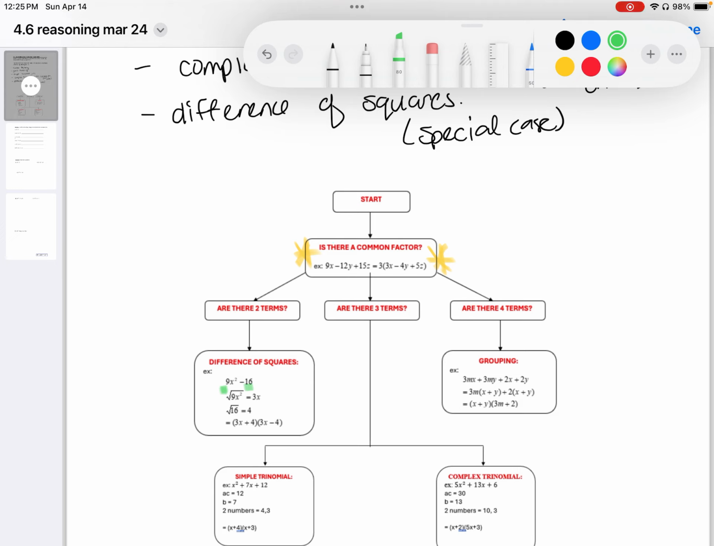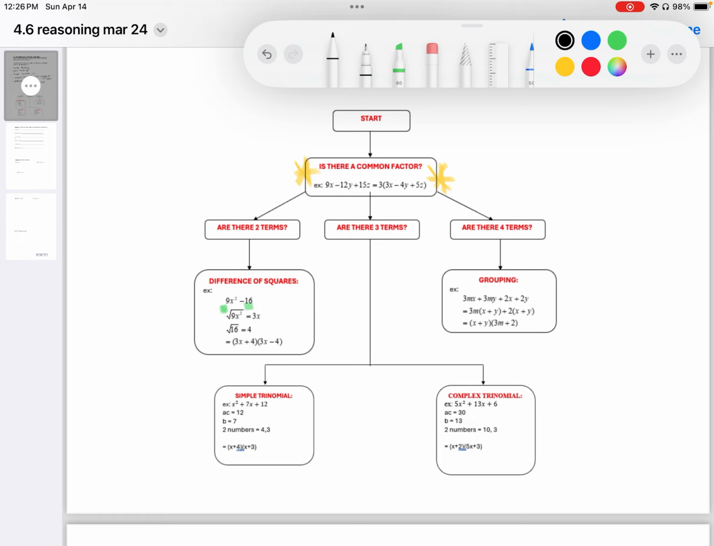And then, of course, there's always a plus and minus option. So when you come together, the plus and minus terms, so positive 4, for example, plus negative 4 would give you 0. And that's why the bx term disappears. If there are 3 terms, then you could have a simple trinomial where the a value is 1, and a complex trinomial where the a value is not 1. This is assuming that we have already checked for a common factor.